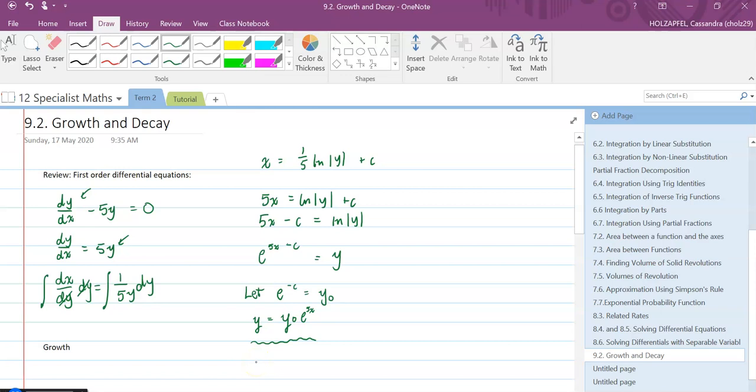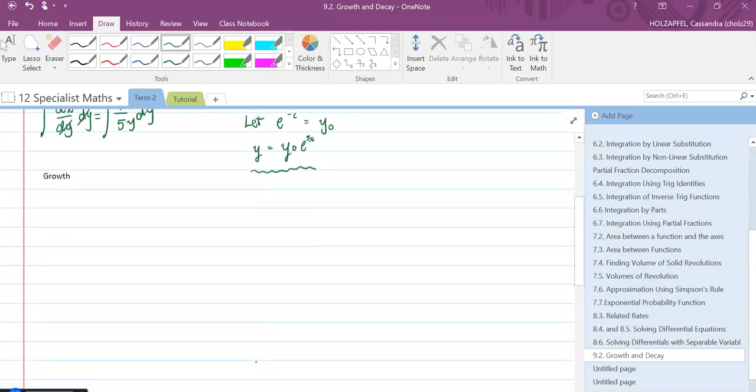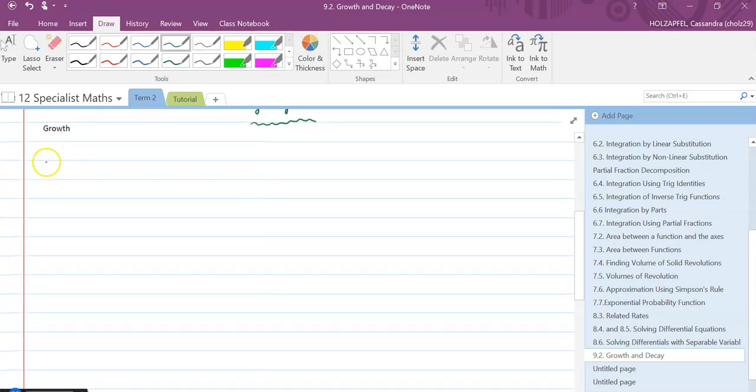So why is growth an example of a first order differential equation? Well, with growth rate, say we had a population. The growth rate of that population, in other words, the change in the number of people over time, is proportional to the number of people that are already in that population. So when we have this proportional to symbol, we can rewrite that using an equal sign. And so we will write equals some sort of constant times the population.